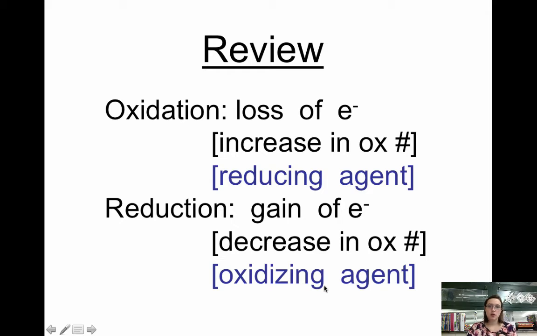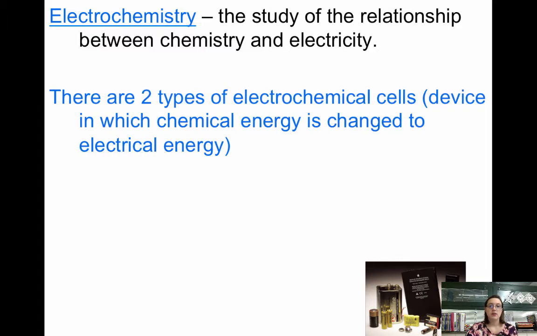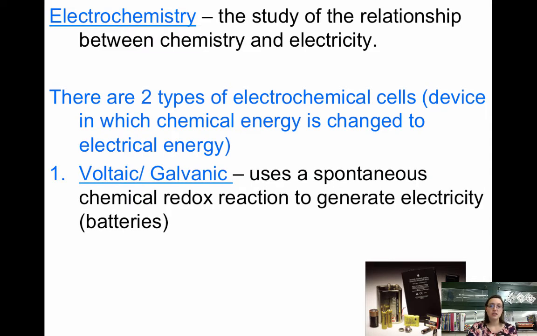The reason that you need to know oxidation and reduction still is because electrochemistry is all about using redox reactions to create electricity. So electrochemistry is the study of the relationship between chemistry and electricity. It includes the study of both spontaneous and non-spontaneous processes, and we're going to look at both within the two electrochemical cells. An electrochemical cell is simply a device in which chemical energy from chemical reactions is changed to electrical energy through the process of work.